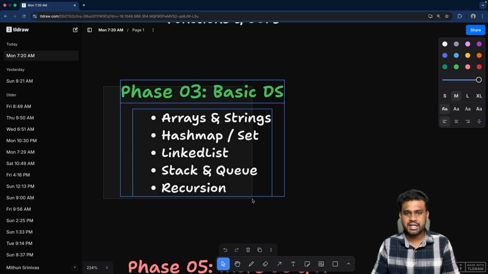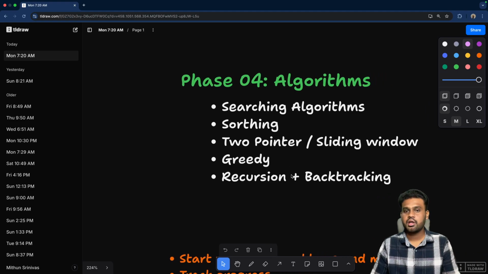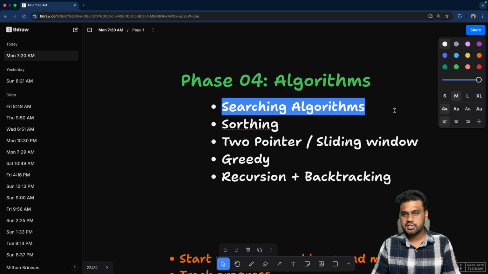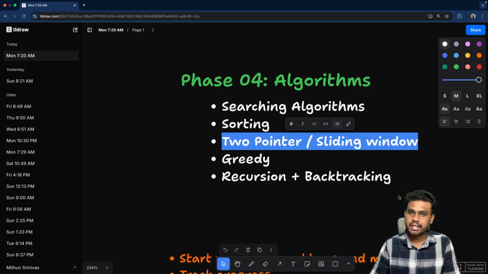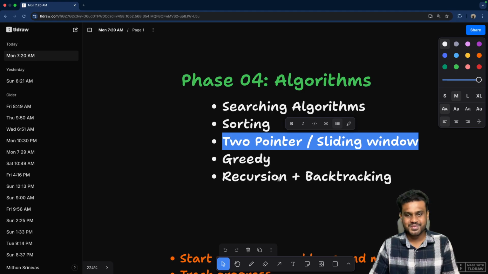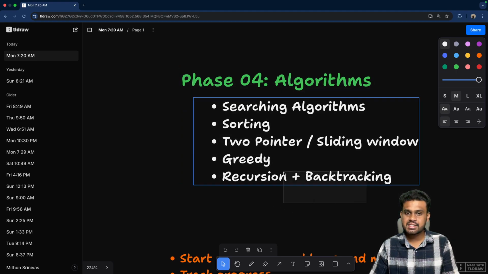Great. Once these basic data structures are ready, let's go into the basic algorithms. You should know the searching algorithms and sorting algorithms. There are various searching and sorting algorithms, and this is very much important. Two-pointer approach or sliding window. You would have heard that if you know recursion and two-pointer, you can solve most of the problems. Next, greedy algorithms, recursion with backtracking.